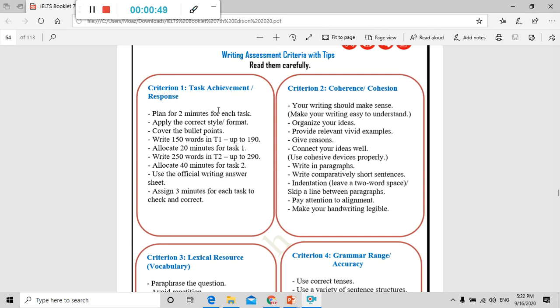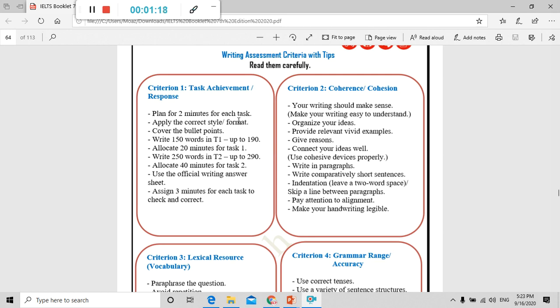To meet the criteria, we need to do the following. First of all, we need to plan for 2 minutes for each task. As you know, in IELTS writing, we have two tasks, task 1 and task 2. So we need to plan 2 minutes or 3 minutes for each task. Apply the correct style or format.